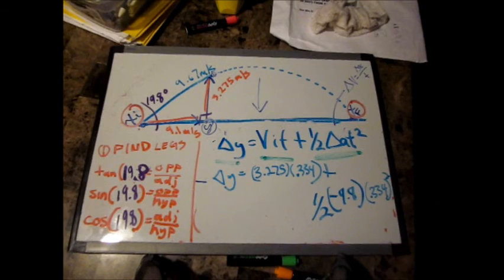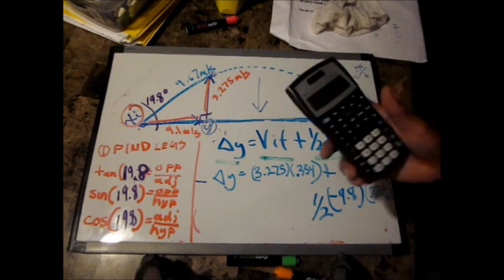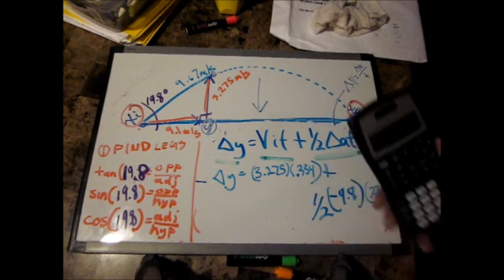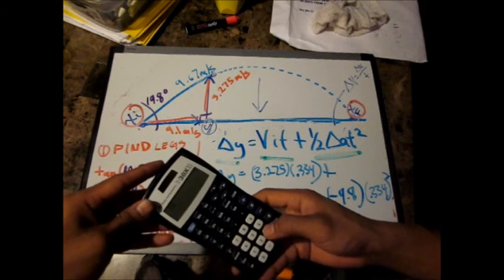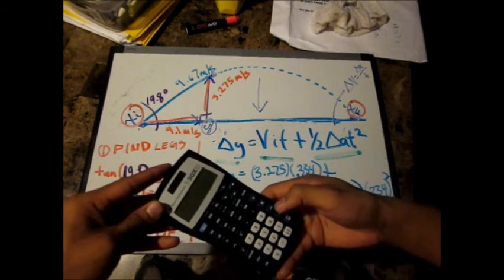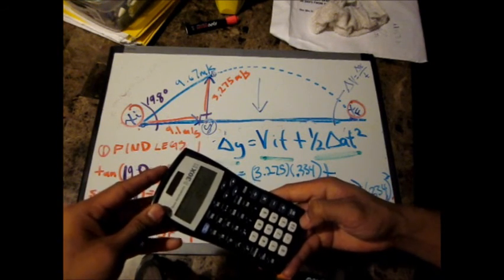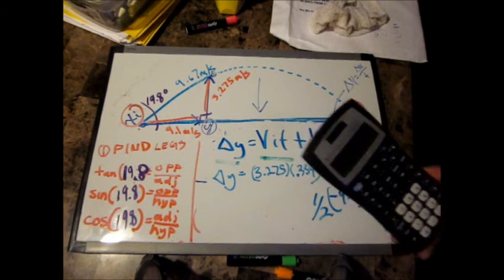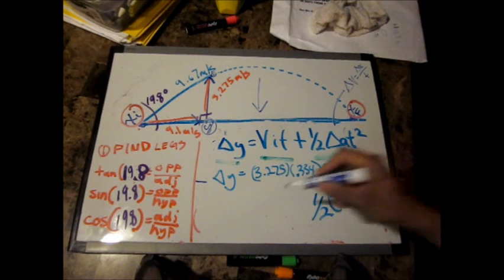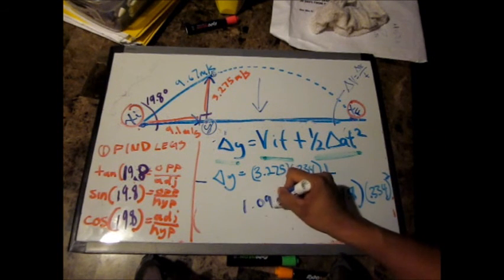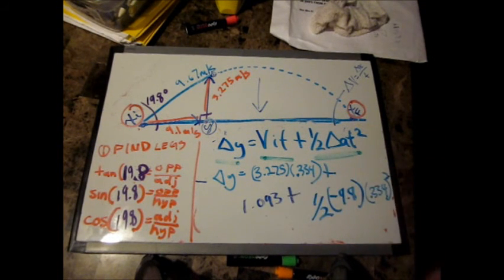If we plug in everything, you can type it into your calculator with me, just to make sure that we're getting the right answer. We have 3.275 times 0.334. That equals 1.093. And we're going to add that to this.